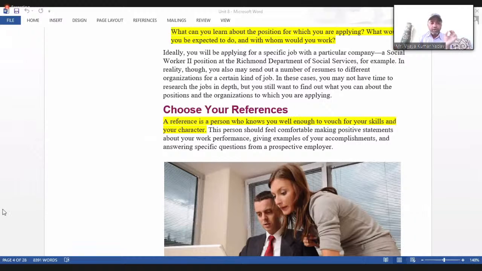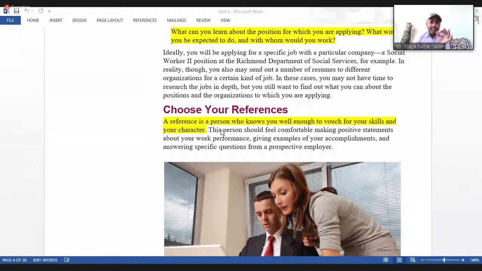So a reference is a person who knows you well enough to vouch for your skills and your character. So in a reference, you should write the name of only that person who knows you very well, and who can support your skills, who can support your character.